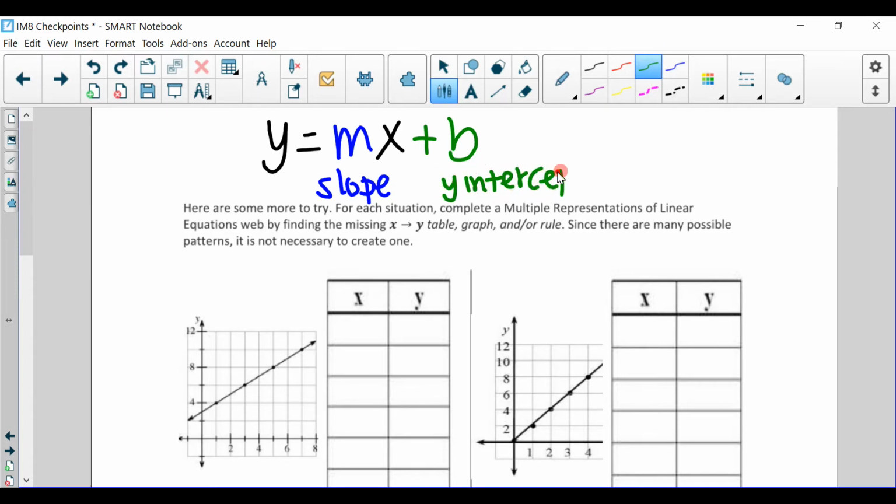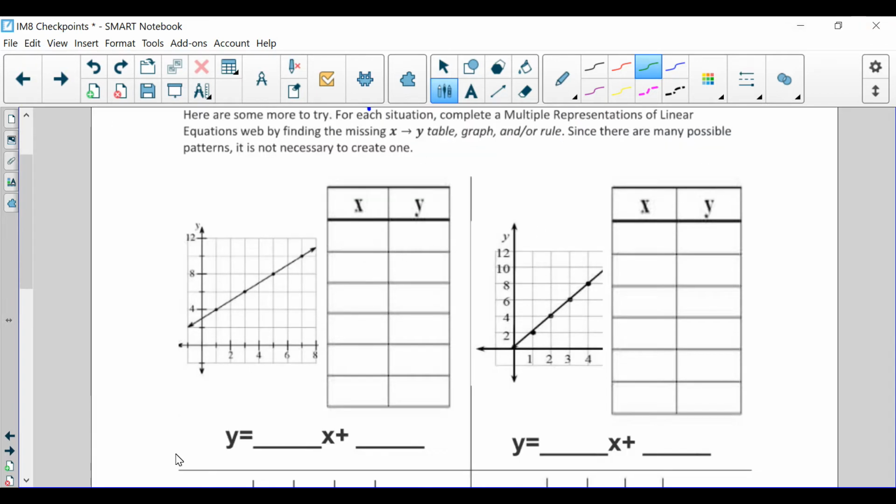So let's talk about what we notice in this particular question here. If you notice a couple of things, let's take a look at the x-axis. The x-axis goes from 0 to 4. So we notice the x-axis is going by ones. I'm just kind of filling it in so we notice that.